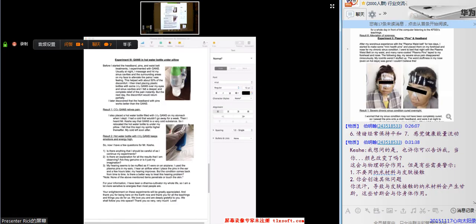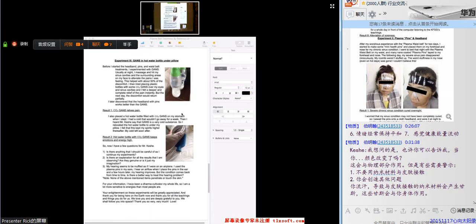Okay, we read here, experiment 3, GANs in a hot water bottle under the pillow. Before I started the headband, pins, and waist belt treatments, I experimented with GANs. Usually at night, I massage and hit my sinus cavities and the surrounding areas of my face to alleviate the pains I was feeling. This helped with about 50% of the discomfort.